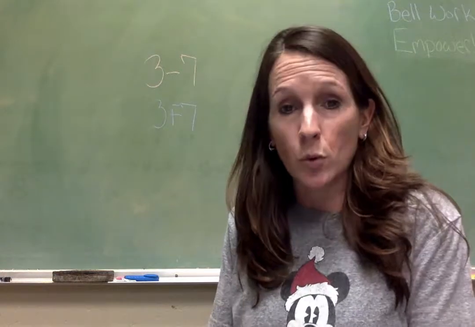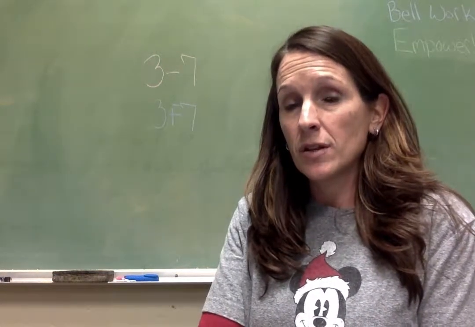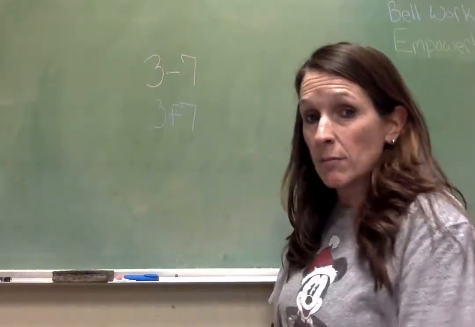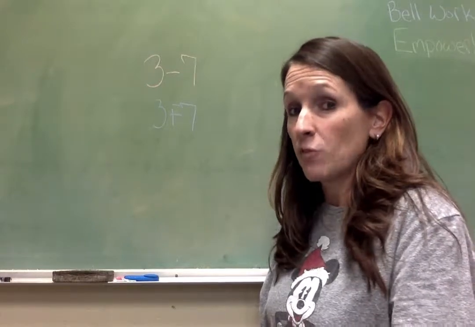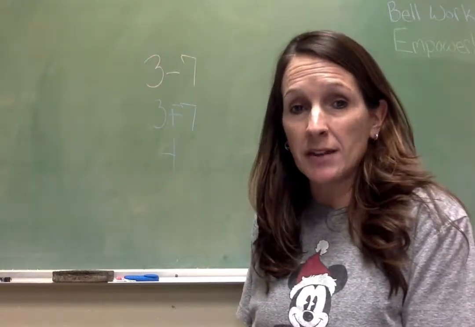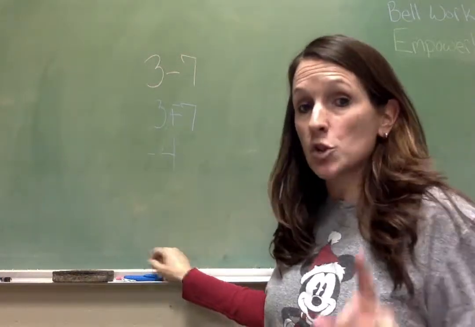Once again, I go back to my rules. 3 plus negative 7. I'm adding positives and negatives. So really, instead of adding, I'm going to subtract them. So 7 minus 3 is 4. And do I have more positives or do I have more negatives? I have more negatives. So my answer is negative 4. Let's do one more.